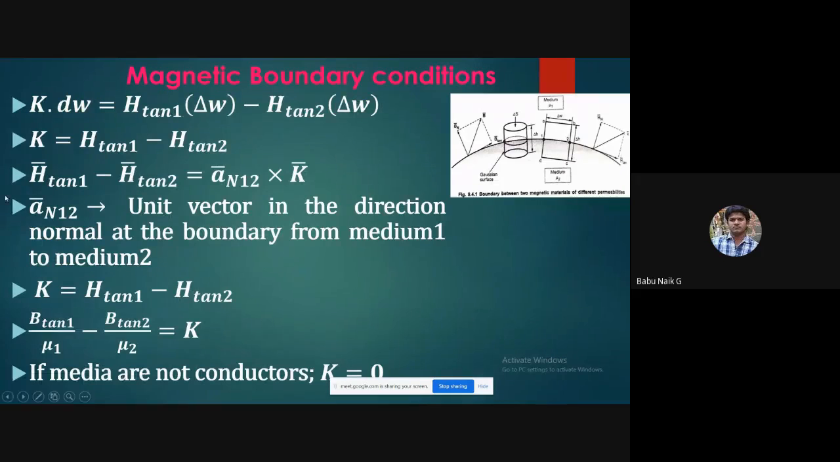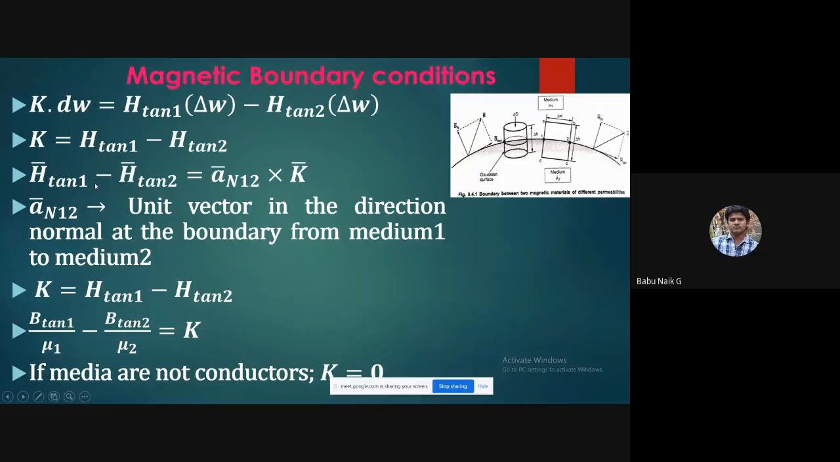Okay, so that finally K into delta W equals H tangential 1 delta W minus H tangential 2 delta W here. So on this right hand side and left hand side, delta W is constant on the closed path. So you can cancel out this delta W completely after taking common. So now you get the constant surface current density on the closed path, denoted as K here, which equals H tangential 1 minus H tangential 2.